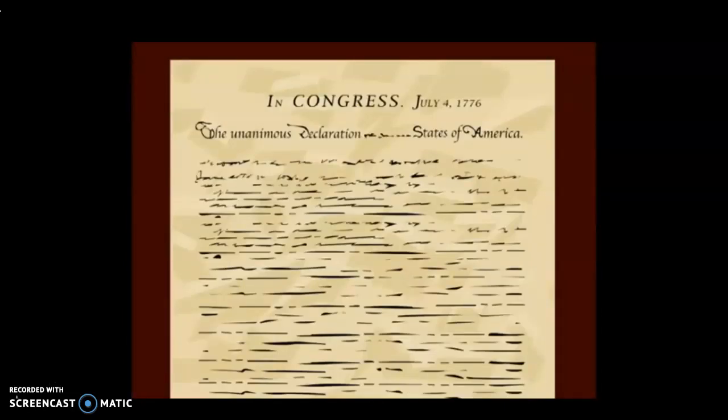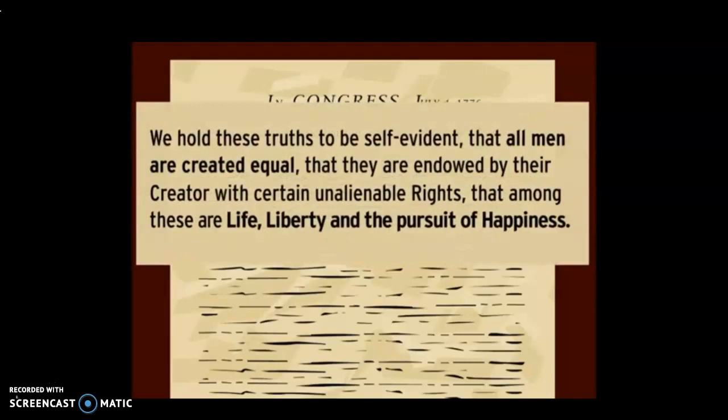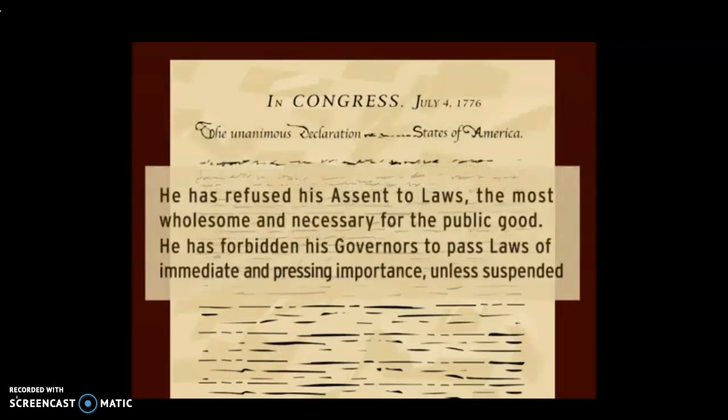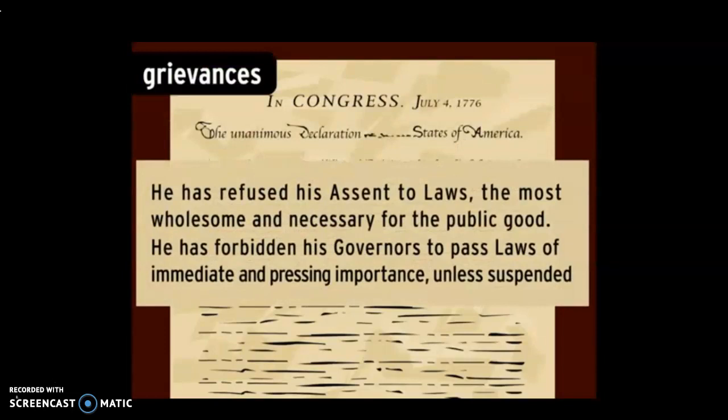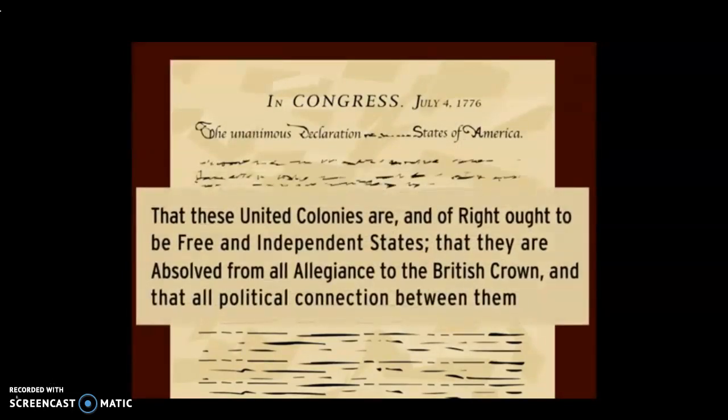He divided the Declaration into three main parts. The first part laid out basic human rights, life, liberty, and the pursuit of happiness, and all men created equal. Jefferson also included the right of the people to revolt against bad governments. The second part was a list of grievances or complaints against King George III. The third part of the Declaration was a formal statement of independence.